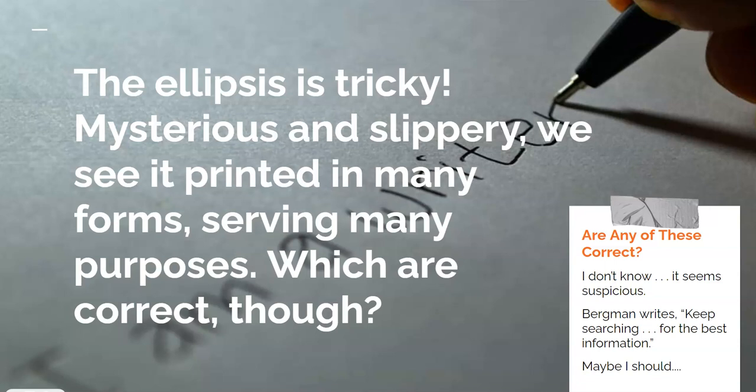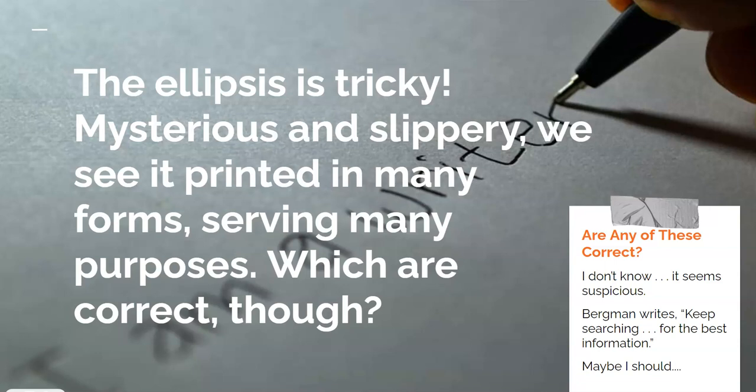Some examples we see in the bottom right corner. I don't know. It seems suspicious. In this case, you see the ellipsis is used to add a pause. Another example is for a quote. Bergman writes, "...keep searching for the best information." In that case, the ellipsis represents omitted text. And finally, we see the ellipsis is used to indicate that the sentence trails off.